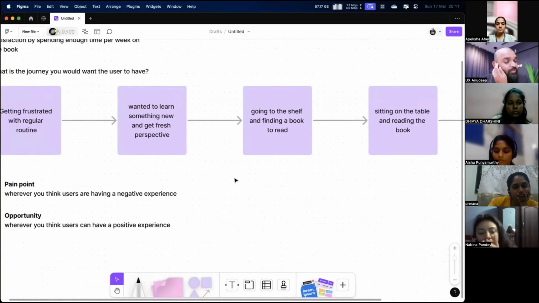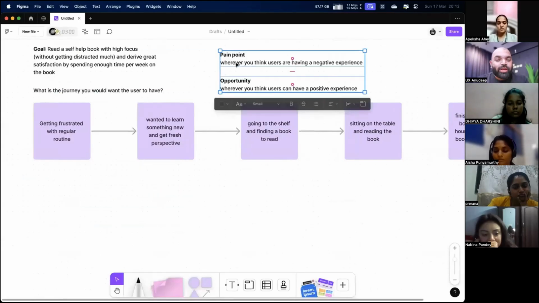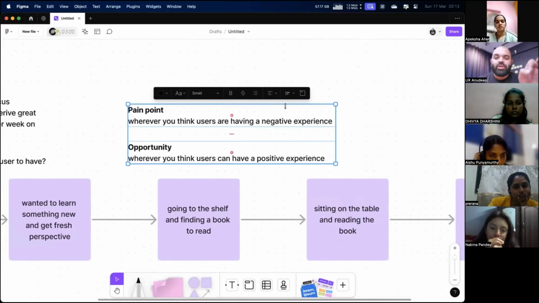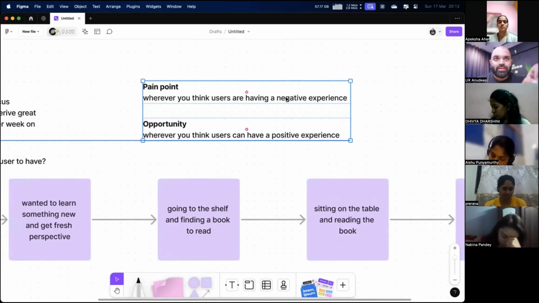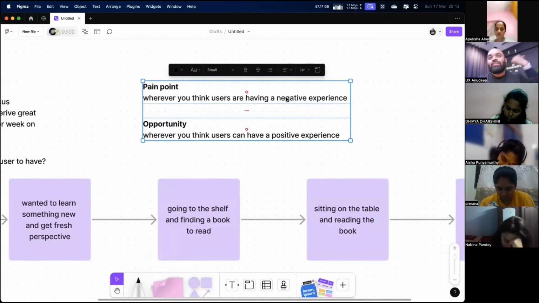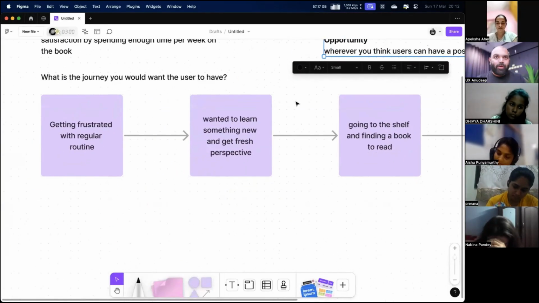Now, come on. What are the potential pain points and opportunities we can identify over here? You clearly understood that an opportunity is not a solution right now. An opportunity is a statement which you'll write to identify what is the positive experience you can give at that point of time. What will give that positive experience is the solution. See, what's the pain point? A user is having a negative experience at that point of time is a pain point.